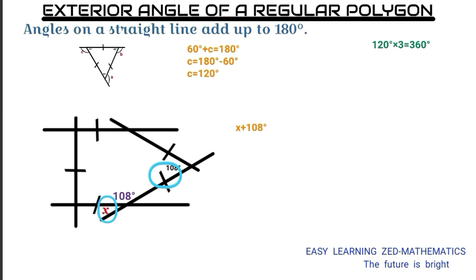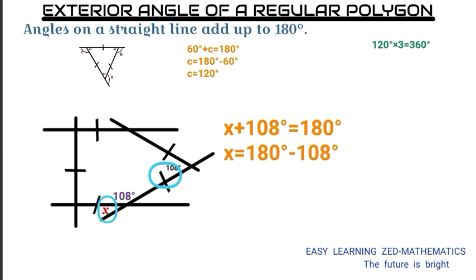Now the angles on a straight line add up to 180, so which is going to be equal to 180 degrees. So we're going to put like terms together as usual. So we're going to have x is equal to 180 degrees minus 180 degrees, which is going to give us x is equal to 72 degrees. So the value of x is 72 degrees.